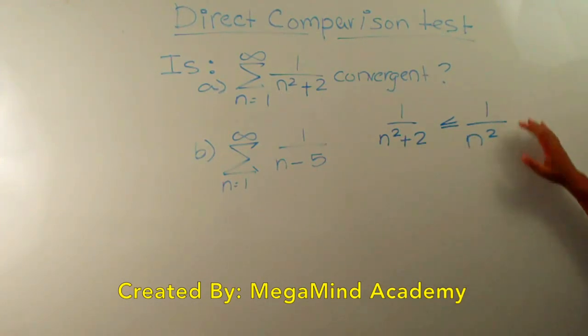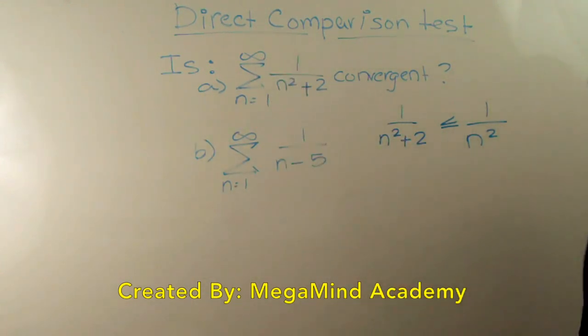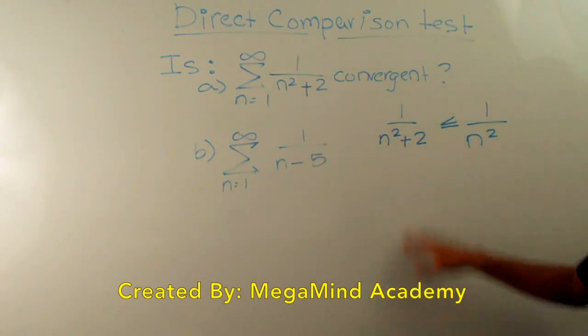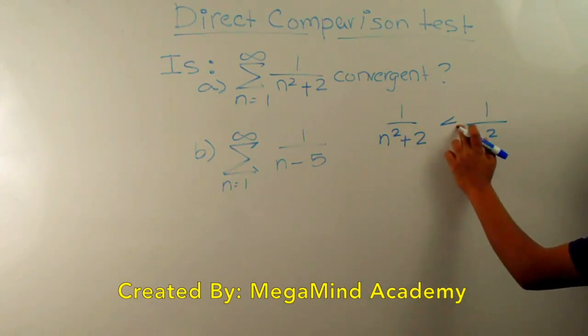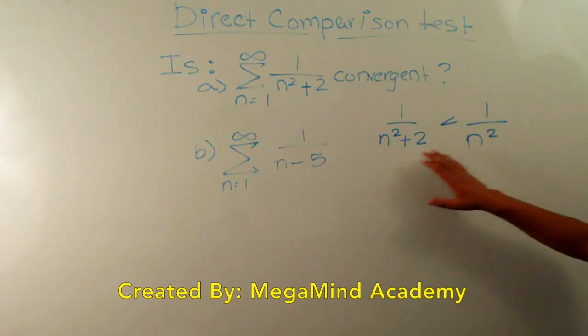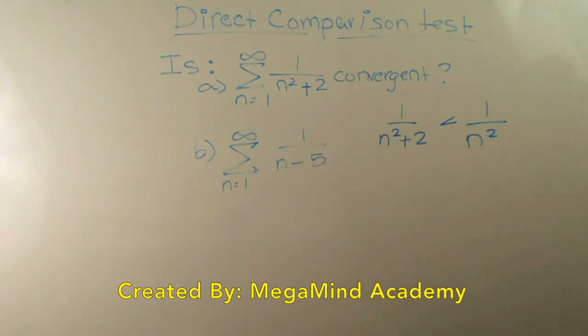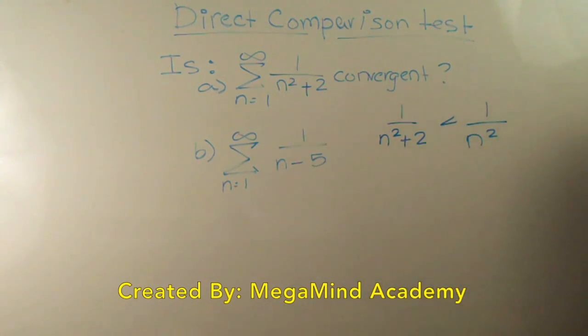So that means that 1 over n squared from n equals 1 to infinity is going to be greater than or equal to 1 over n squared plus 2. And actually it'd just be greater than. The same direct comparison test holds true if it's greater than or equal to. So, now that we know which one's greater than and which one's less than, we can figure out which part of the direct comparison test to try. So we know that the function that we're looking at is less than the parent function.